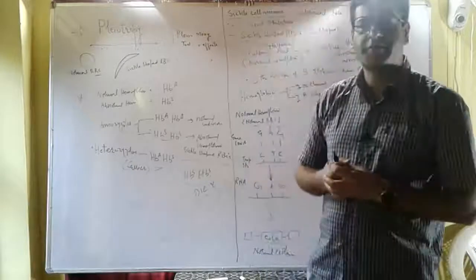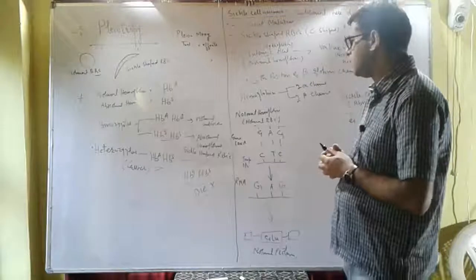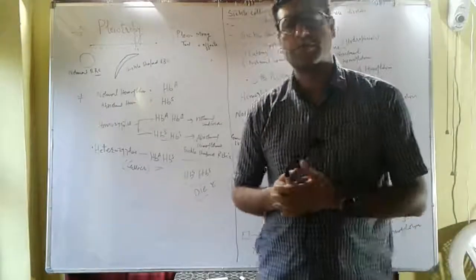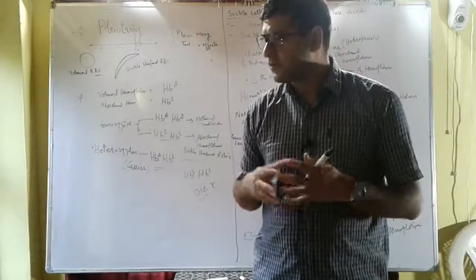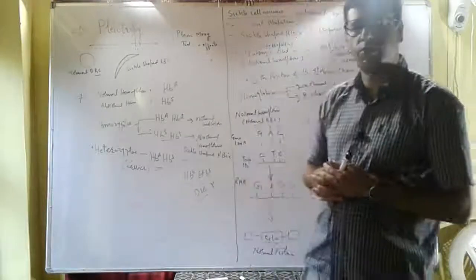And these are the secondary effects of these sickle shaped RBCs. So the major effect is that glutamic acid is replaced by valine, and the secondary effects are the damage to the vital organs because of the poor blood supply.